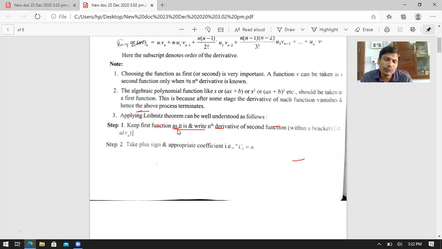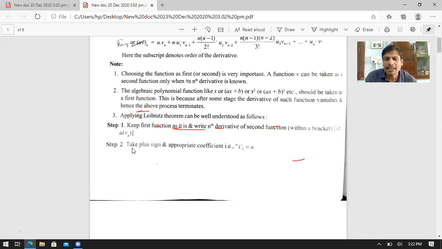Suppose we take two functions, u and v. We take the first one as it is, u as it is, then the nth derivative of the second function, which is in the bracket. See here, u, the first function, you put as it is, then vn, the nth derivative of the second function. It is the first step.